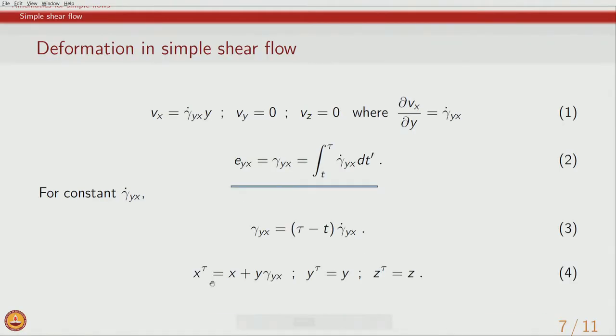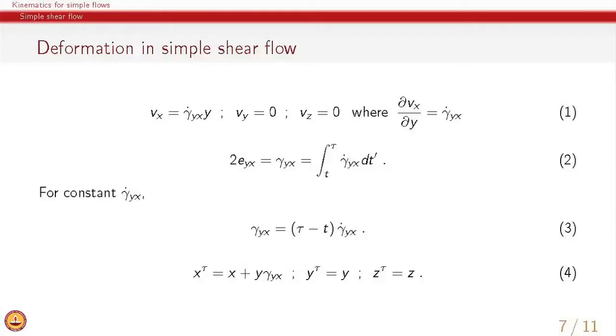So, this is what is summarized here, that you can write tau minus t as gamma yx, another variable indicative of the strain, and therefore this is what we derived, that x tau is x plus y gamma yx. For any time in the future, tau minus t is positive, therefore gamma yx is positive, and therefore x tau is more than x, which means the material particle has moved to the right, in the positive x direction.